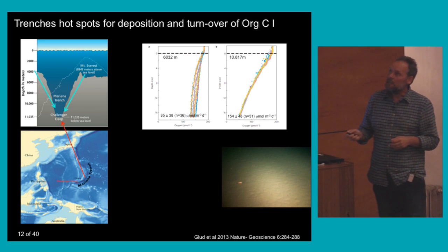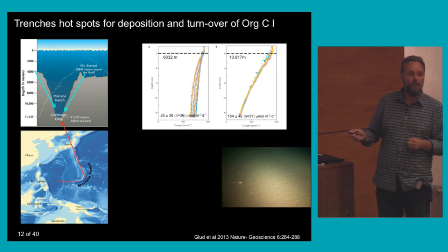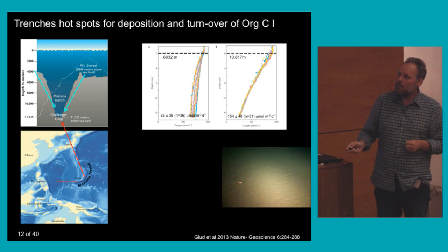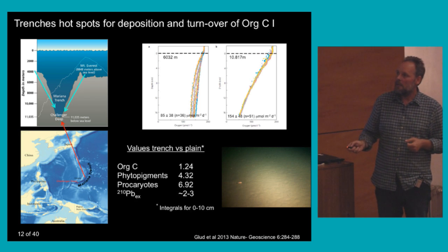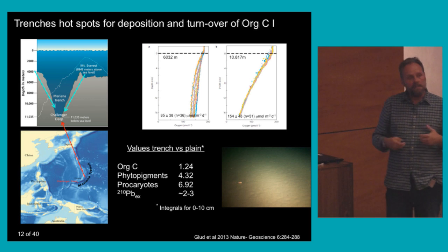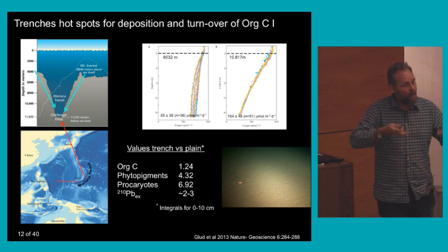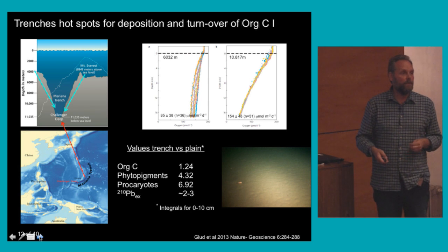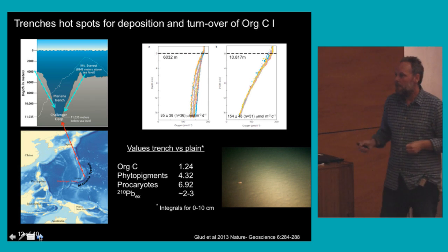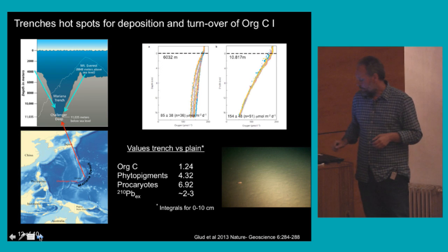It's not just the integrated microbial activity that was elevated, it's also the organic content of the sediment, phytopigments as proxies for phytodetritus, the abundances of bacteria, and the excess lead-210, which is a proxy for how many particles are coming down, all higher in the trench as compared to the abyssal plain. So, yeah.